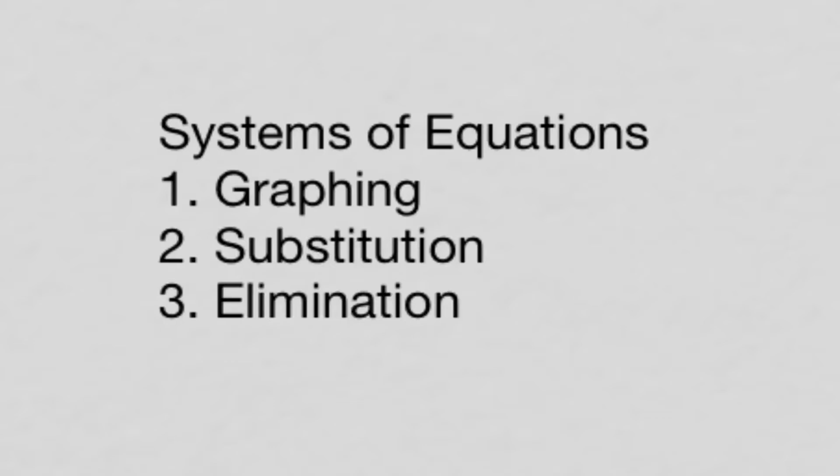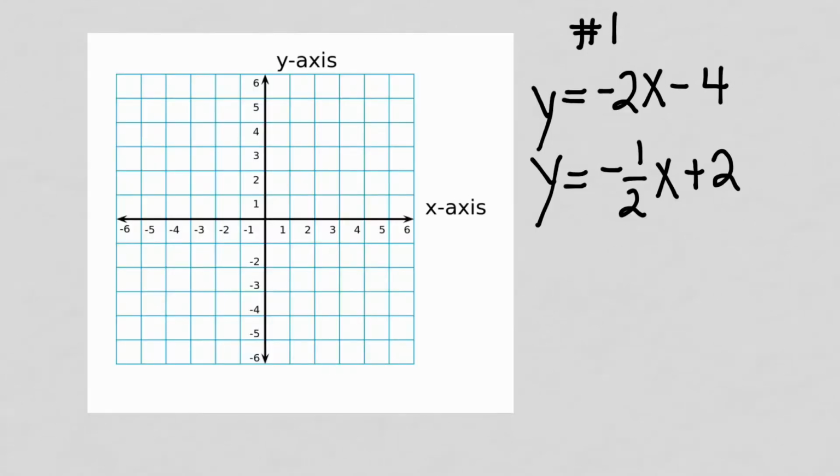The first ones up are graphing. Number 1, we've got 2 equations here: y equals minus 2x minus 4, and y equals negative 1/2 x plus 2. Just as a reminder, both of these are negative slopes, and negative slopes go in this direction. Had this been positive slopes, they would have gone in this direction. Let's go ahead and put these on the graph.